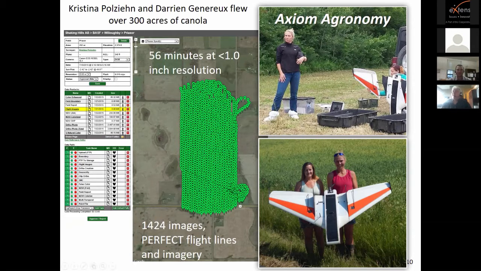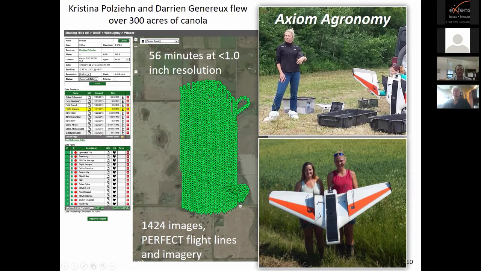But with the right training, this is an agronomist from Canada. She was flying canola. She flew that aircraft for 56 minutes and got 1-inch resolution imagery, and each of the black dots on here is an image position or a photograph position. To give you an idea, there were 1,424 images captured during that 56-minute overflight.